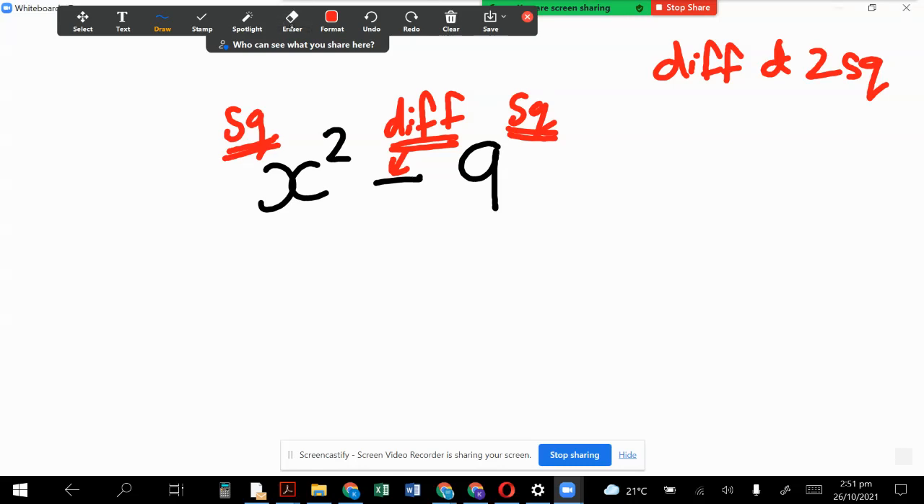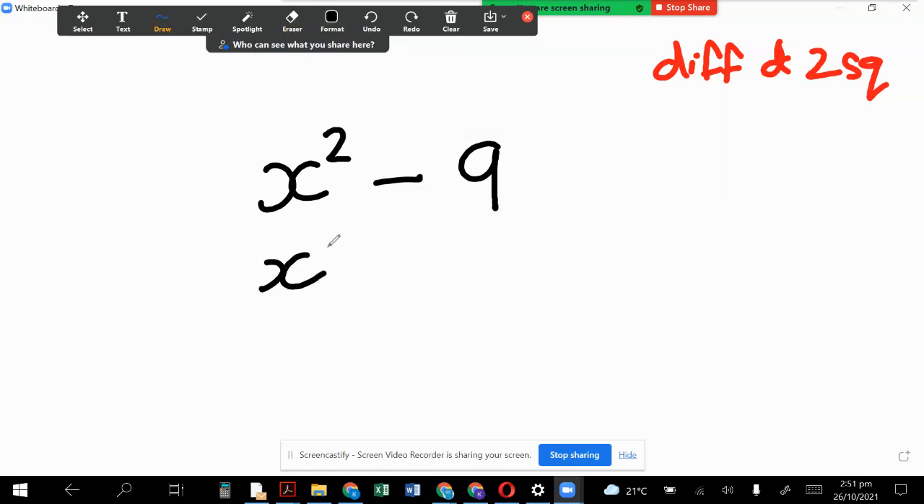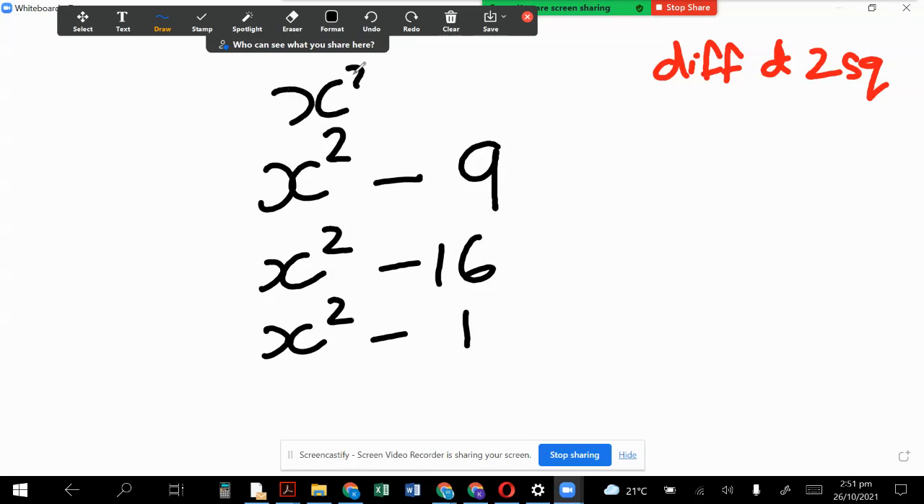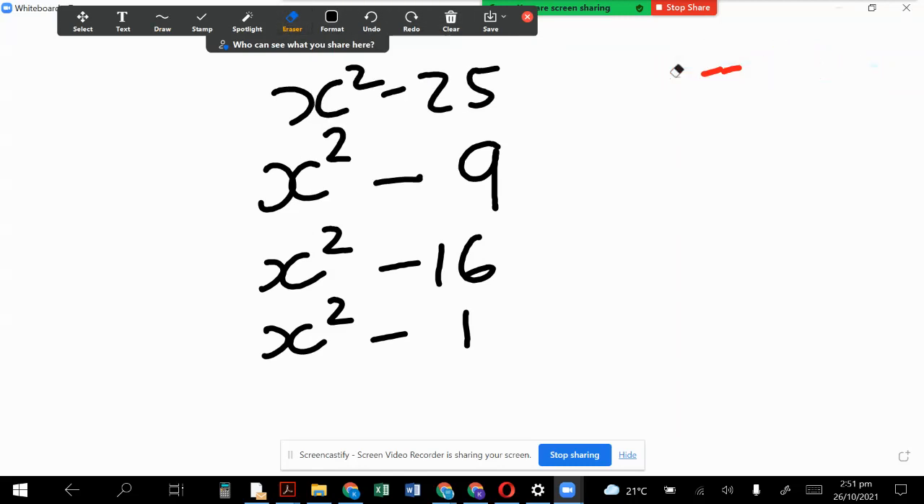This one you can memorize. You can memorize this one whenever you see a perfect square like this. I'll give you some others. X squared minus 16, because 16 is 4 times 4. X squared minus 1, because 1 times 1 is 1. And x squared minus 25. These are all difference of squares.